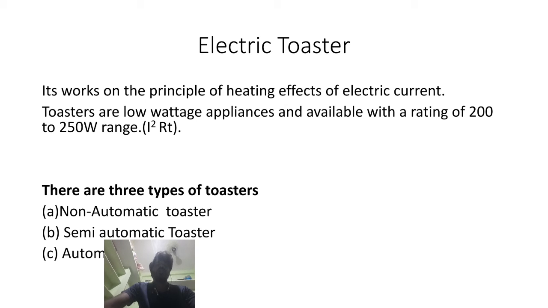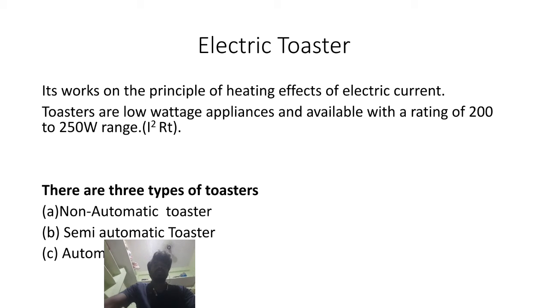Toasters are low voltage appliances. They work on the principle of heating effect of electric current. Toasters are available with a rating in the range of 200 to 250 watts.